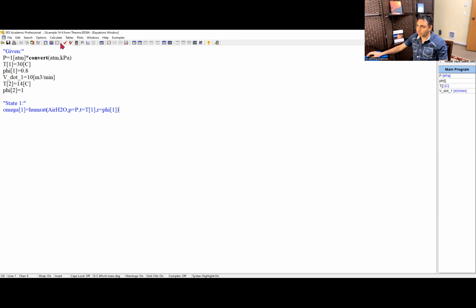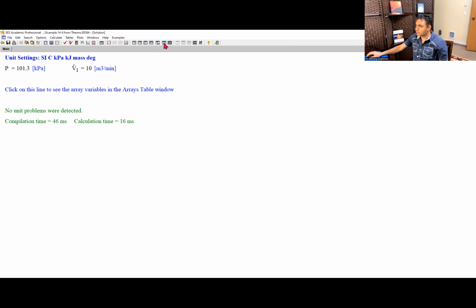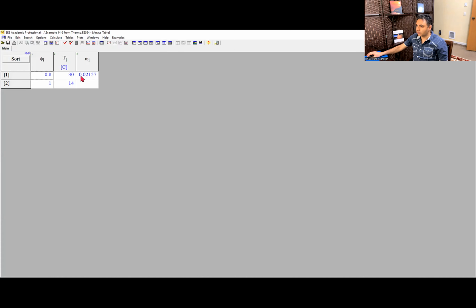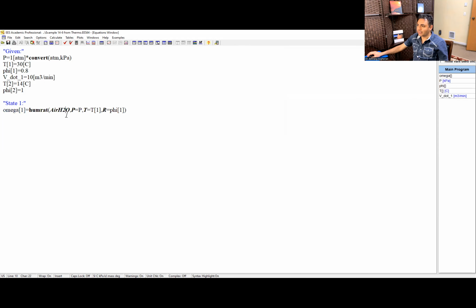Let's see what we get here. Let's run it. I'm going to save it first, and I'm going to run this to see what I get. Okay, so it's in the array table. Look what I got: 0.02157. This is going to be the exact value from EES. That's fantastic. I got this thing.